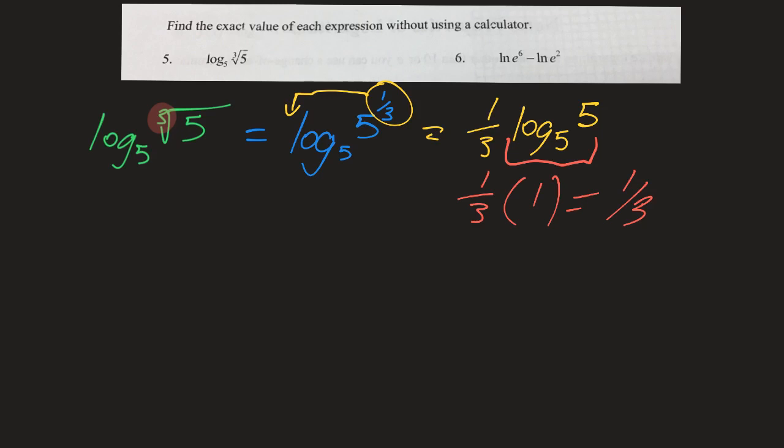Now, this may seem a little odd at first, but remember that the log of any base of itself is going to be 1. So if you have log base b of b, that will always equal 1. So if it's natural log of e, log base 10 of 10, log base 2 of 2, log base 16 of 16, you will always get 1. And that will help you continue to break this down and get to our final value.